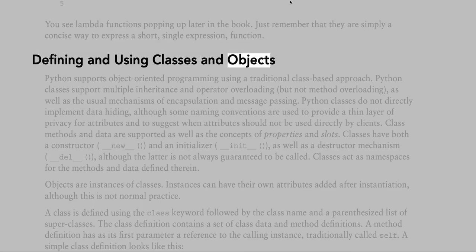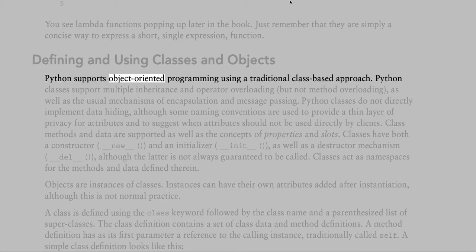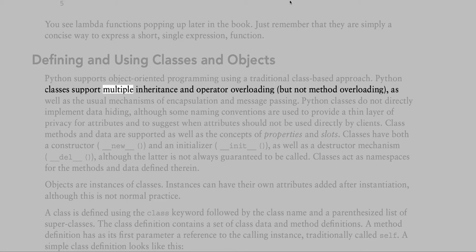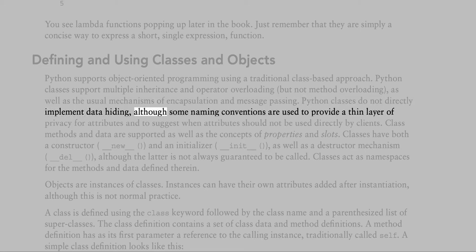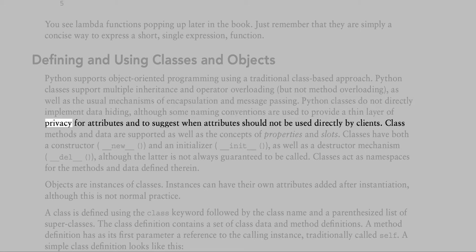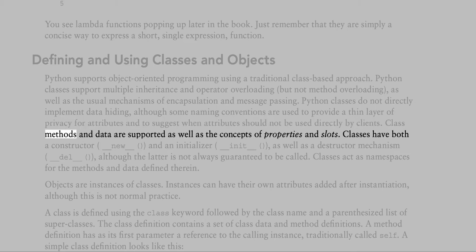Defining and using classes and objects. Python supports object-oriented programming using a traditional class-based approach. Python classes support multiple inheritance and operator overloading, but not method overloading, as well as the usual mechanisms of encapsulation and message passing. Python classes do not directly implement data hiding, although some naming conventions are used to provide a thin layer of privacy for attributes and to suggest when attributes should not be used directly by clients. Class methods and data are supported as well as the concepts of properties and slots.